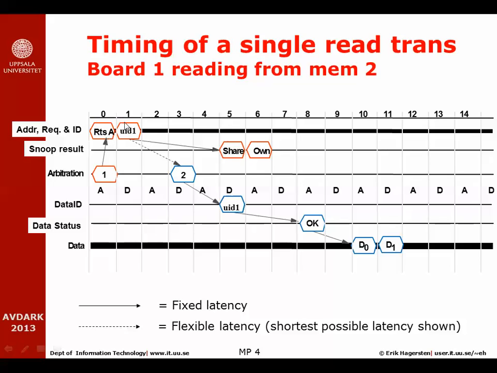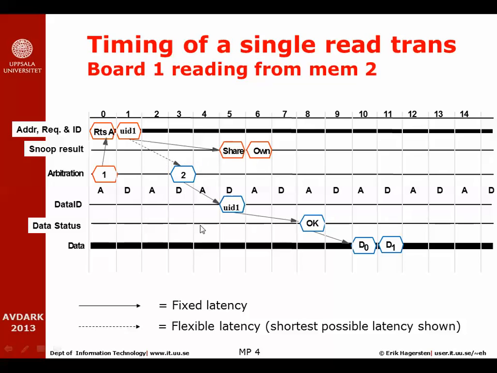The very next cycle, fixed latency, you will put the unique identifier of that transaction. And within some finite time, after a fixed number of cycles, this is the time when the caches can choose to raise their arm, voting shared or voting owned for the following transaction. The dashed line here shows a flexible latency.